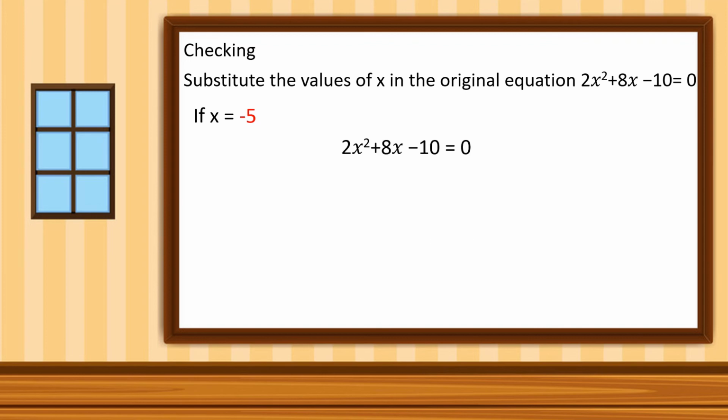How about the second root, which is negative 5? Let us now substitute negative 5 to 2x squared plus 8x minus 10 is equal to 0. So 2 times negative 5 squared plus 8 times negative 5 minus 10 is equal to 0. So 50 minus 40 minus 10 is equal to 0. And then 0 is equal to 0. Therefore, 1 and negative 5 are the roots of 2x squared plus 8x minus 10 is equal to 0.